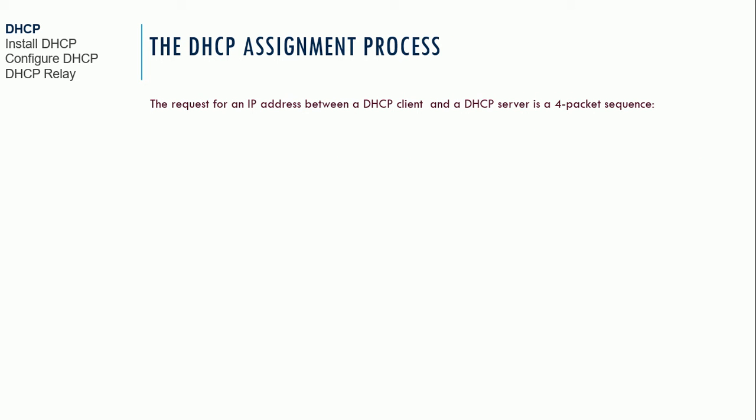DHCP is based on broadcast packets because usually when you're a new computer on the network, you won't know who the DHCP server is. You won't even have an IP address yet as the source IP address. So there's really no way to talk specifically to a certain computer. You don't have the information to do that yet. So we have to use broadcast to do that. The request for an IP address between a DHCP client and a DHCP server is a 4-packet sequence.